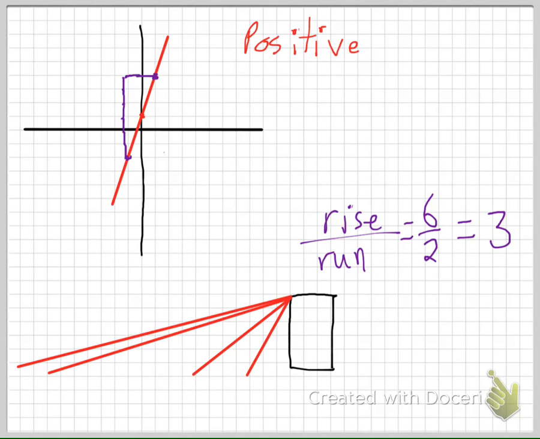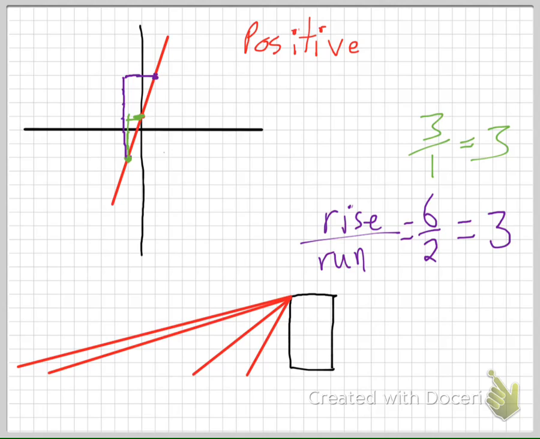Now, if I had used this point instead of the top one, if I'd done this point and this point, then I would have a rise of 1, 2, 3, and a run of 1. And guess what? 3 over 1 is also 3, right? So it doesn't matter which 2 points you pick. Once you simplify, your slope is going to come out to be the same, okay?